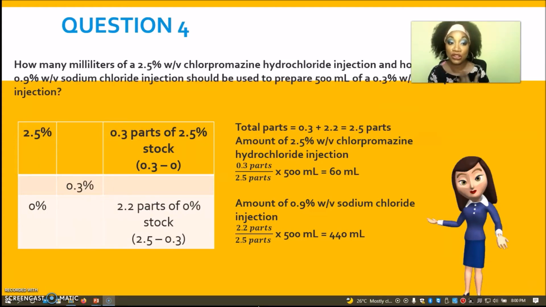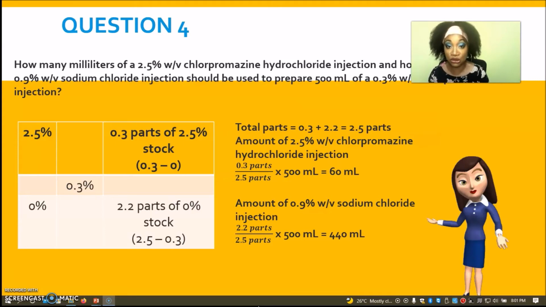Okay, so question 4 says, how many milliliters of a 2.5% weight in volume chlorpromazine hydrochloride injection and how many milliliters of the 0.9% weight in volume sodium chloride injection should be used to prepare 500 ml of a concentration now of 0.3% of the chlorpromazine? Now, we want to make a 0.3% chlorpromazine mixture from 2 mixtures, one that contains 2.5% chlorpromazine and one that has no chlorpromazine in there.